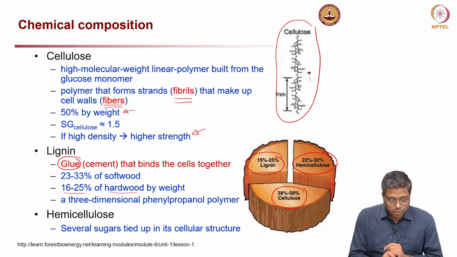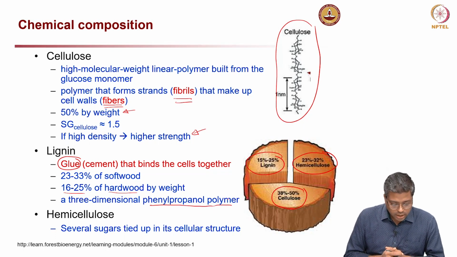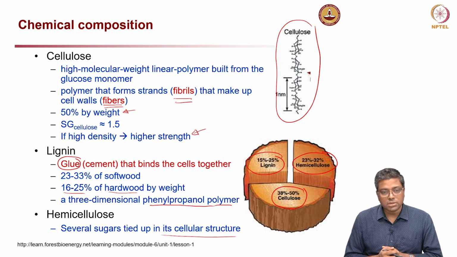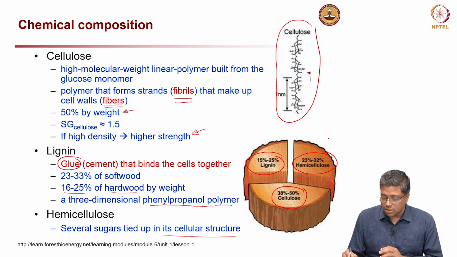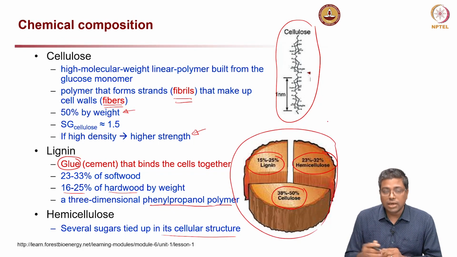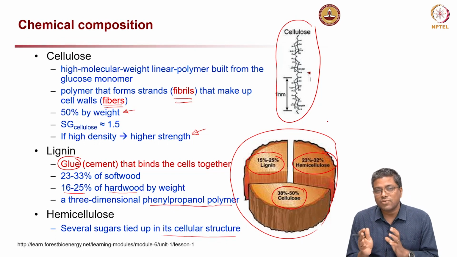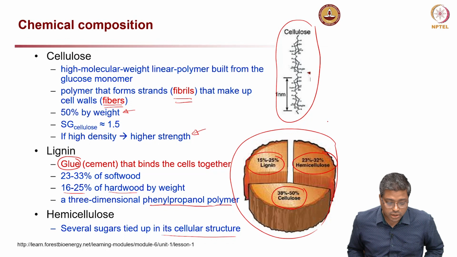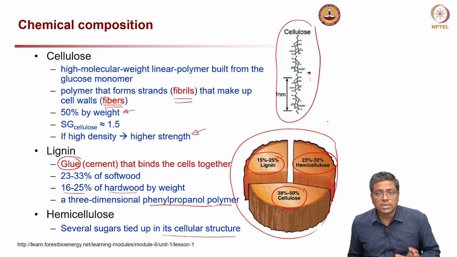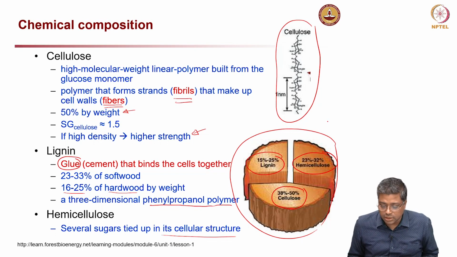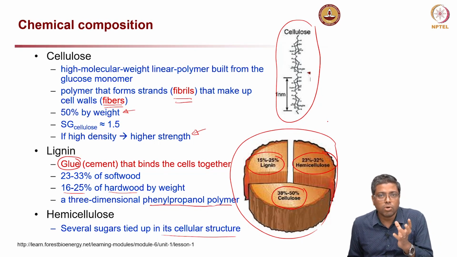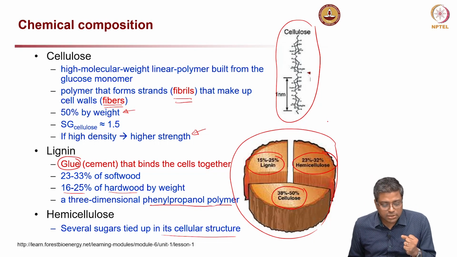Now, what is lignin? A 3-dimensional phenyl propanol polymer. Anyway, this is the general idea only. Now, hemicellulose, several sugars tied up in its cellular structure. So, this is the chemical composition. The main thing is to look at which are the key components, and what is roughly the proportion and their role. So, most of the properties are provided by the cellulose, and lignin plays a role of combining or binding these cells together, and hemicellulose is where different sugars are tied up in cellular structure.